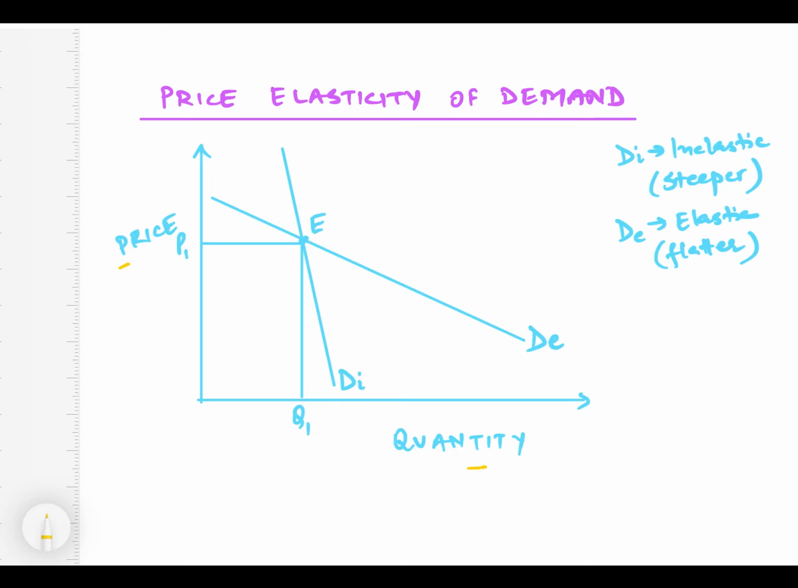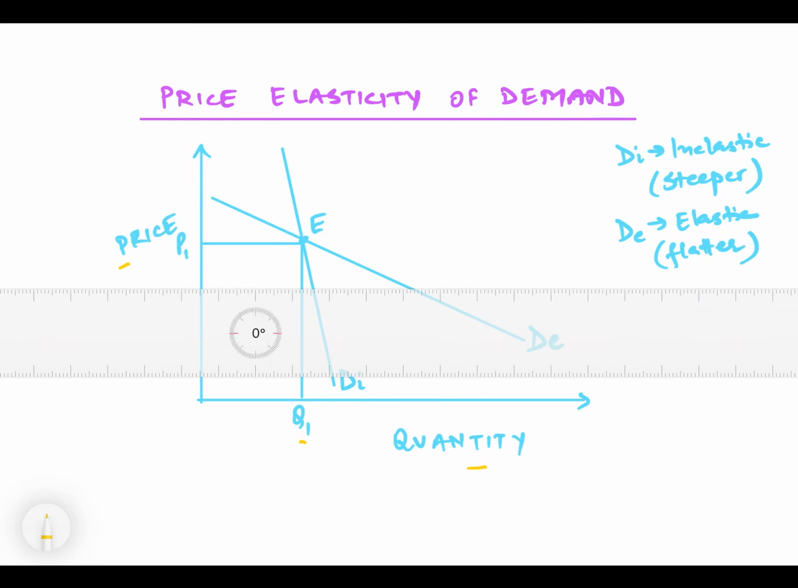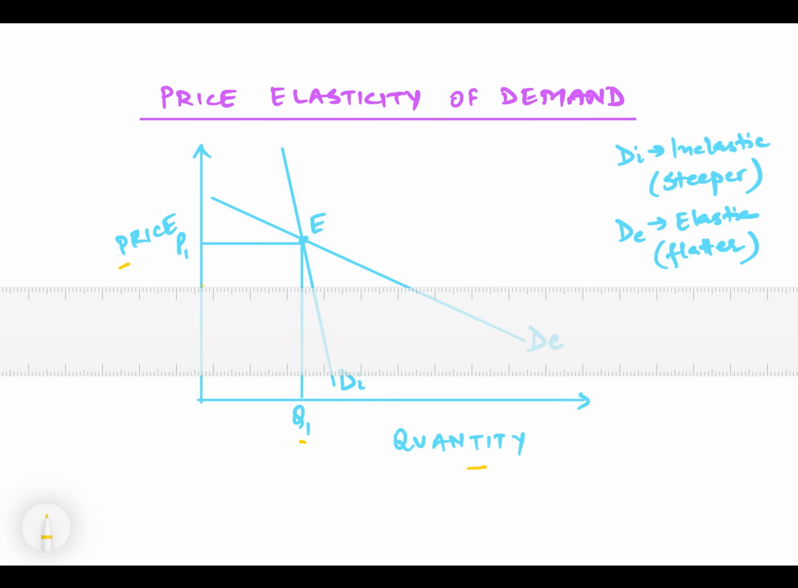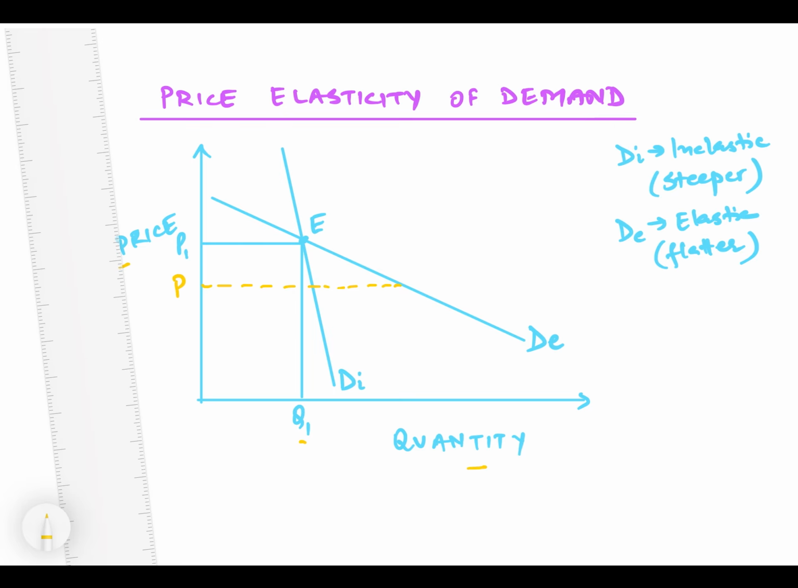It should be clearly visible to the teacher. It makes a huge difference. Now at this point, you are going to mark the initial price at P1 and the equilibrium quantity at Q1. Now let's imagine that the price falls to P2. Let's draw a horizontal dotted line. So you have it like this. Let's assume that the price has fallen from P1 to P2.